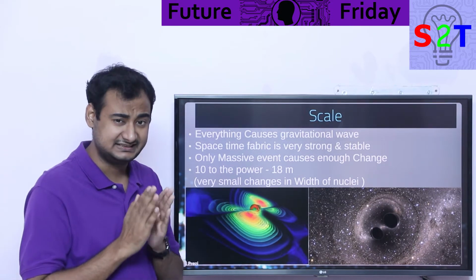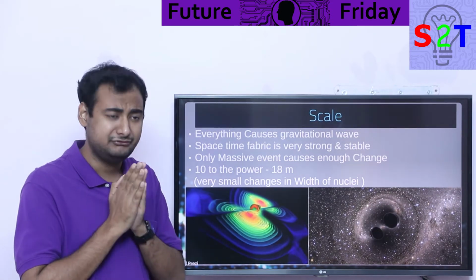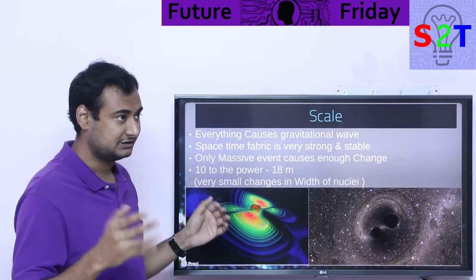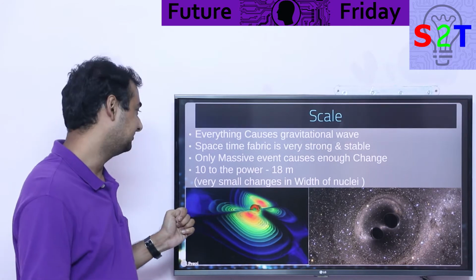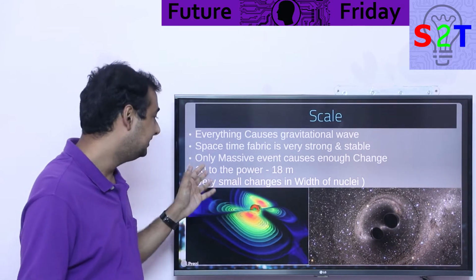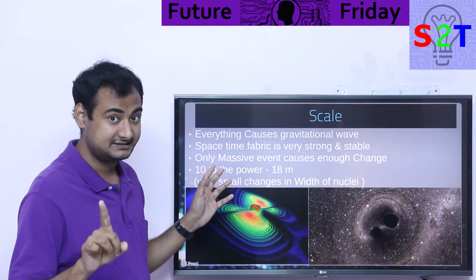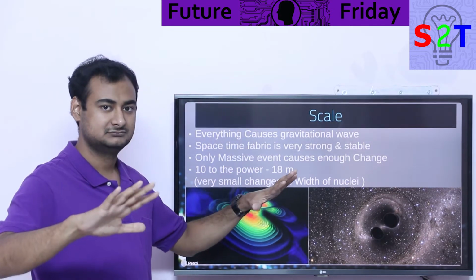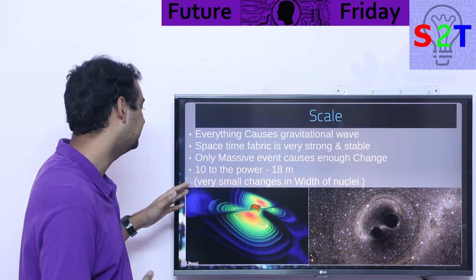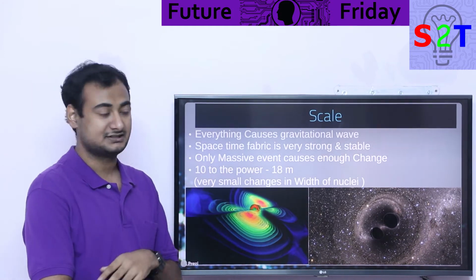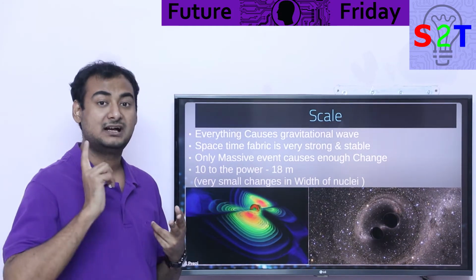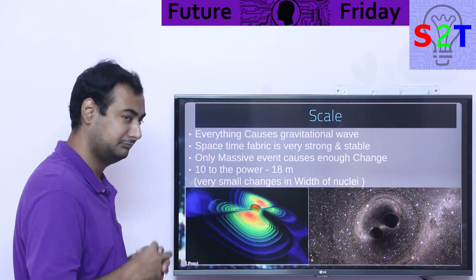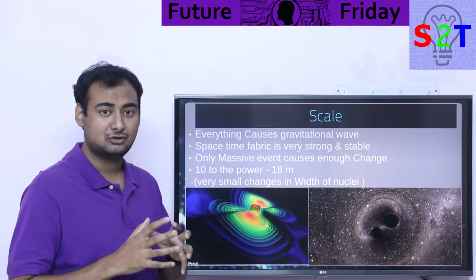So same goes here. The scale we are talking about is very minute, very minute. So everything causes gravitational waves, but most things cause like 0 point Google, something like that. So basically useless. But the space-time fabric is very strong and stable. It's not like you cause an event and it's gonna break apart. It can handle it. It has a very high recovery rate also. So massive events like black hole collisions, supernova, hypernova, kilonova, basically a neutron star going into a black hole, being intimate and all that jazz, they cause events.